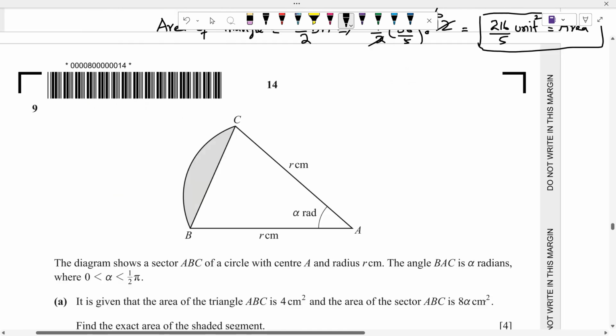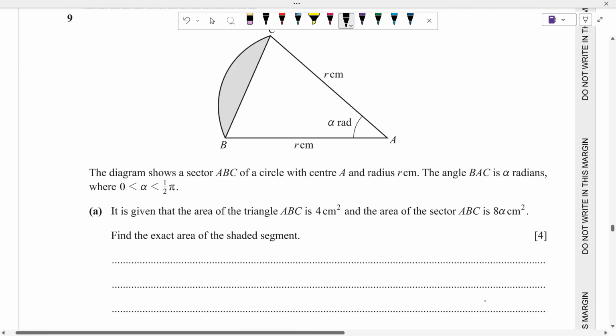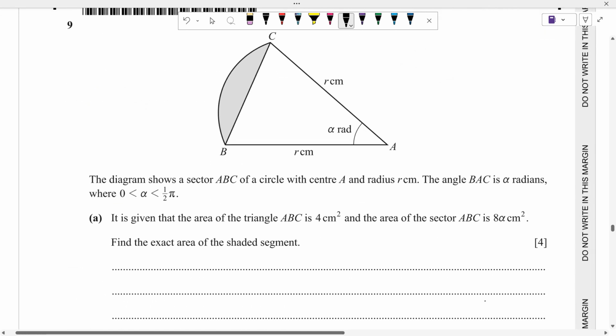Now let's move to question number 9. The diagram shows a sector ABC of the triangle, with center A and radius r centimeters. The angle BAC is alpha radians. Alpha is less than 1 over 2 pi and greater than 0.